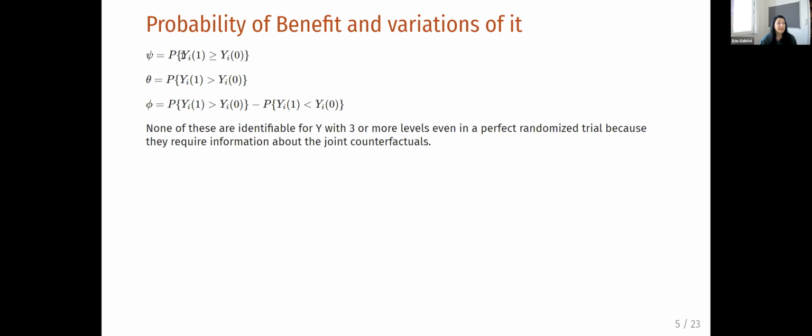So here, y is our outcome. It's ordinal, having several levels that are ordered, and yi is the counterfactual. yi1 is the counterfactual outcome under x equals 1, versus yi0, which is the counterfactual outcome for an individual i under control. So as you can see in all of these expressions, they involve the joint probability of the counterfactuals, the joint distribution of the counterfactuals, which without very strong assumptions, we know nothing about. These, even in perfectly randomized cases where y has more than 3 levels, are not identifiable without very strong assumptions.